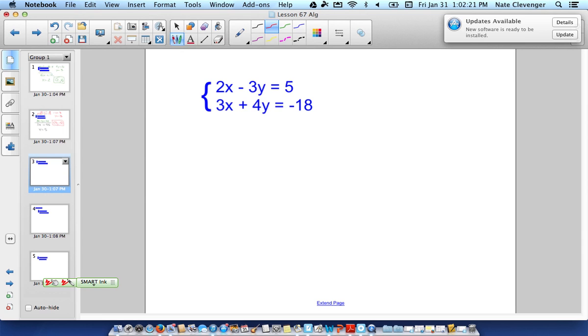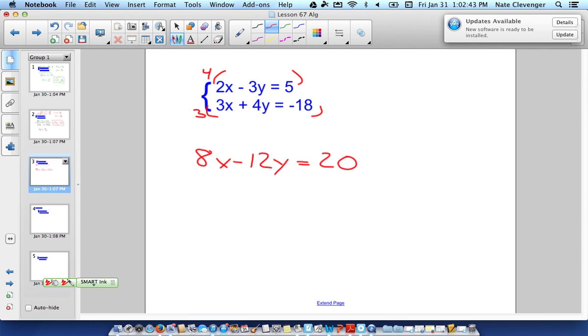What would I have to do to 3 to make it 12? Multiply by 4. So I'm going to have to take that whole equation by 4. What do I have to do to 4 to make it 12? Multiply by 3. So I'm going to rewrite this problem entirely. 4 times 2x is 8x minus 12y equals 20.